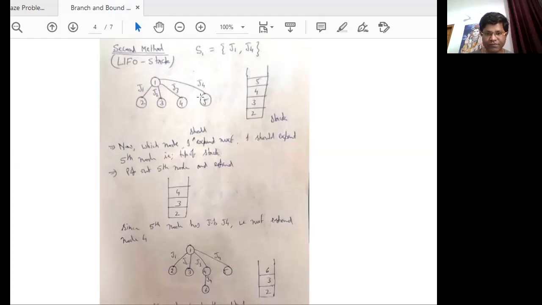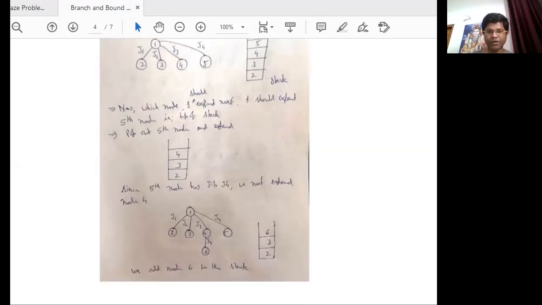Node 5 has which job? Job J4, and J4 is the last job. So we do not need to expand this node since our job is completed. So our remaining stack is 2, 3, 4, since 5 is popped out, and we are not able to expand node 5 since it had the J4 job. So the next node to be expanded is node 4. Just pop this node and expand.